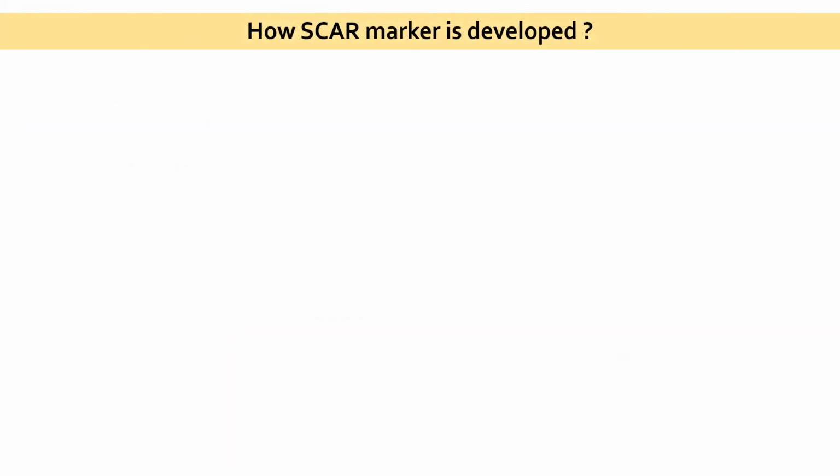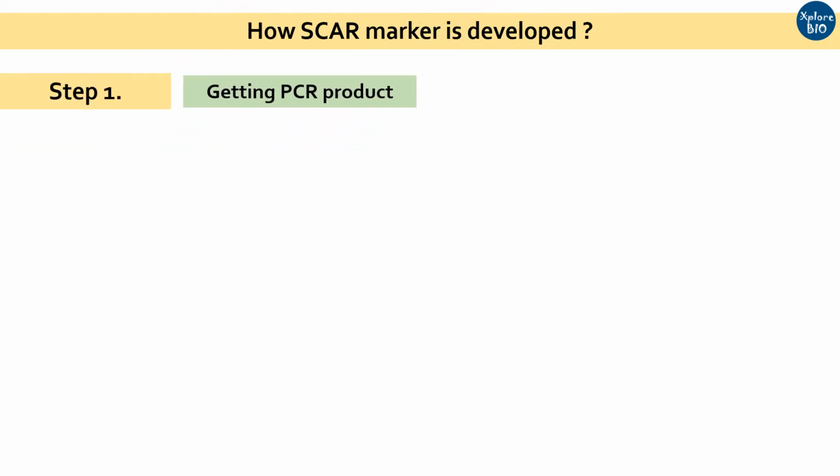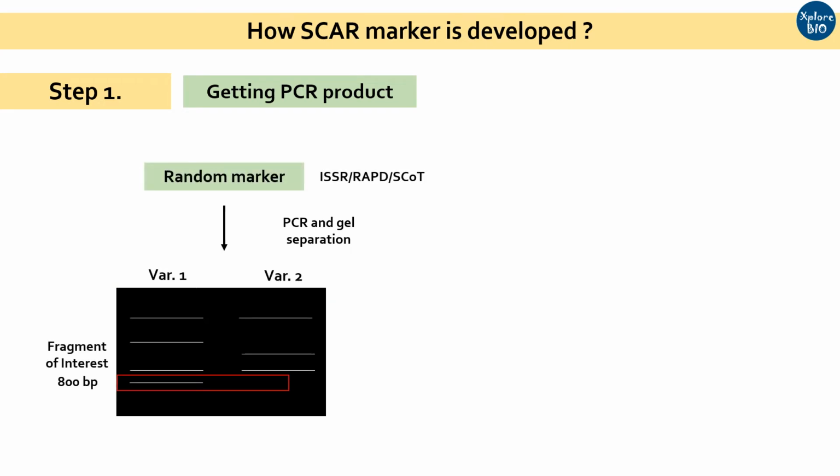Coming on to the development part of SCAR marker. I have divided the whole procedure of SCAR marker development into 6 broad steps. Step 1 is getting the PCR product. Suppose you want to develop a SCAR marker from an amplified PCR product of a RAPD marker showing polymorphism in 2 varieties. Now you are particularly interested in the polymorphic band or amplicon. Suppose the size of that band is 800 base pair and you want to convert it to a SCAR marker.